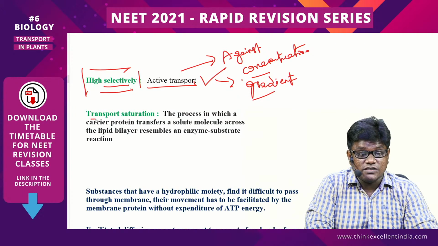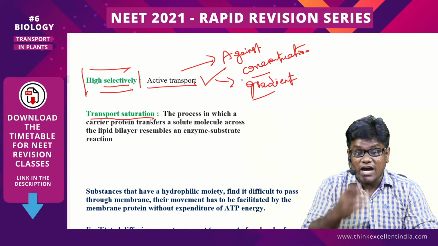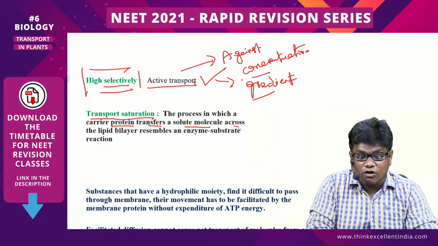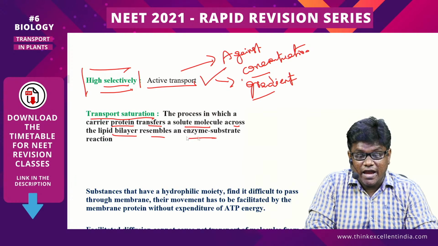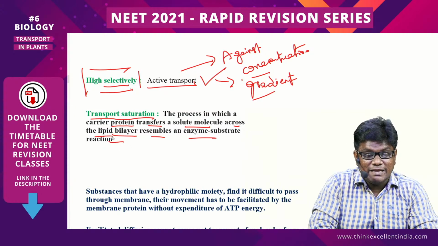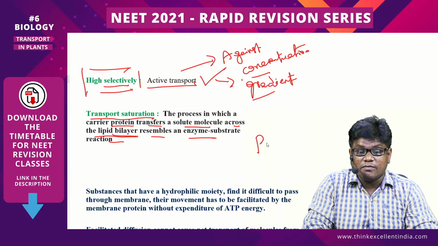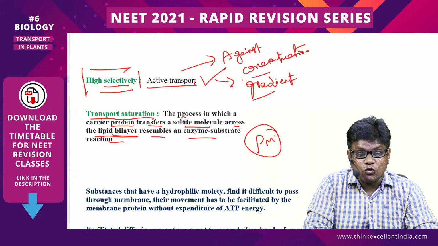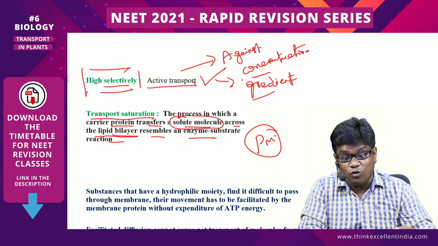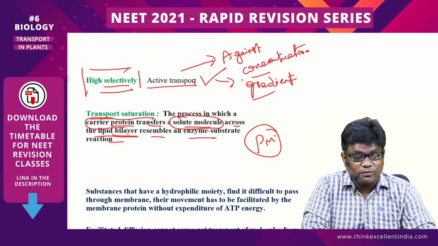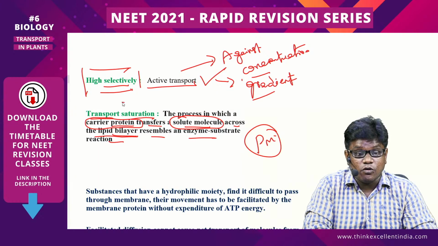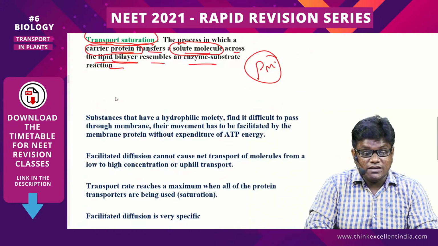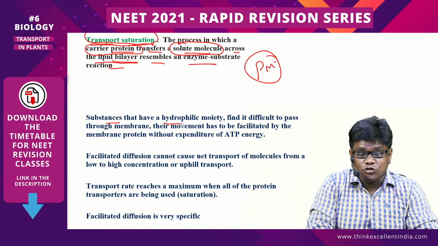And here the next one is transport saturation. Transport saturation is where a carrier protein transfers the solute molecules across the lipid bilayer, resembling the enzyme-substrate reaction. Here the bilipid layer is present in the plasma membrane, students. Okay, so in that region of the bilipid layer the solute molecules come by means of the carrier protein transfer process. So the process of carrier protein transfer is called transport saturation.